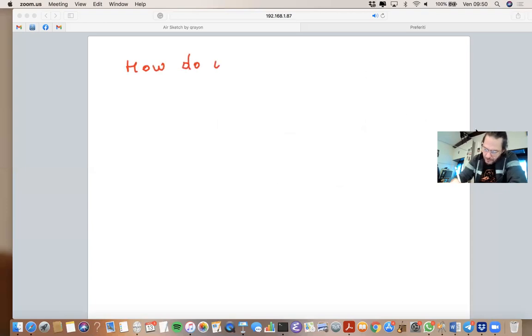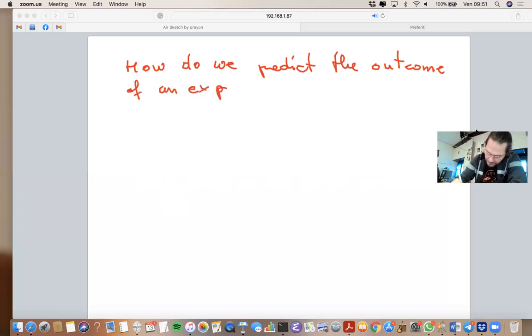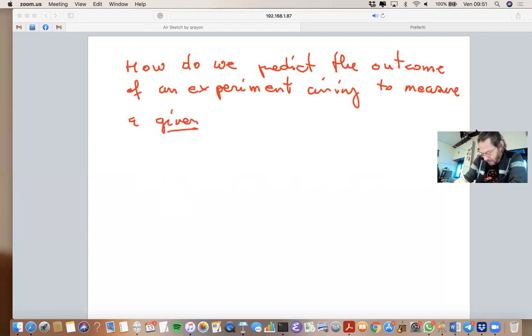how do we predict the outcome of an experiment aiming to measure a given observable O? So let me say it again.